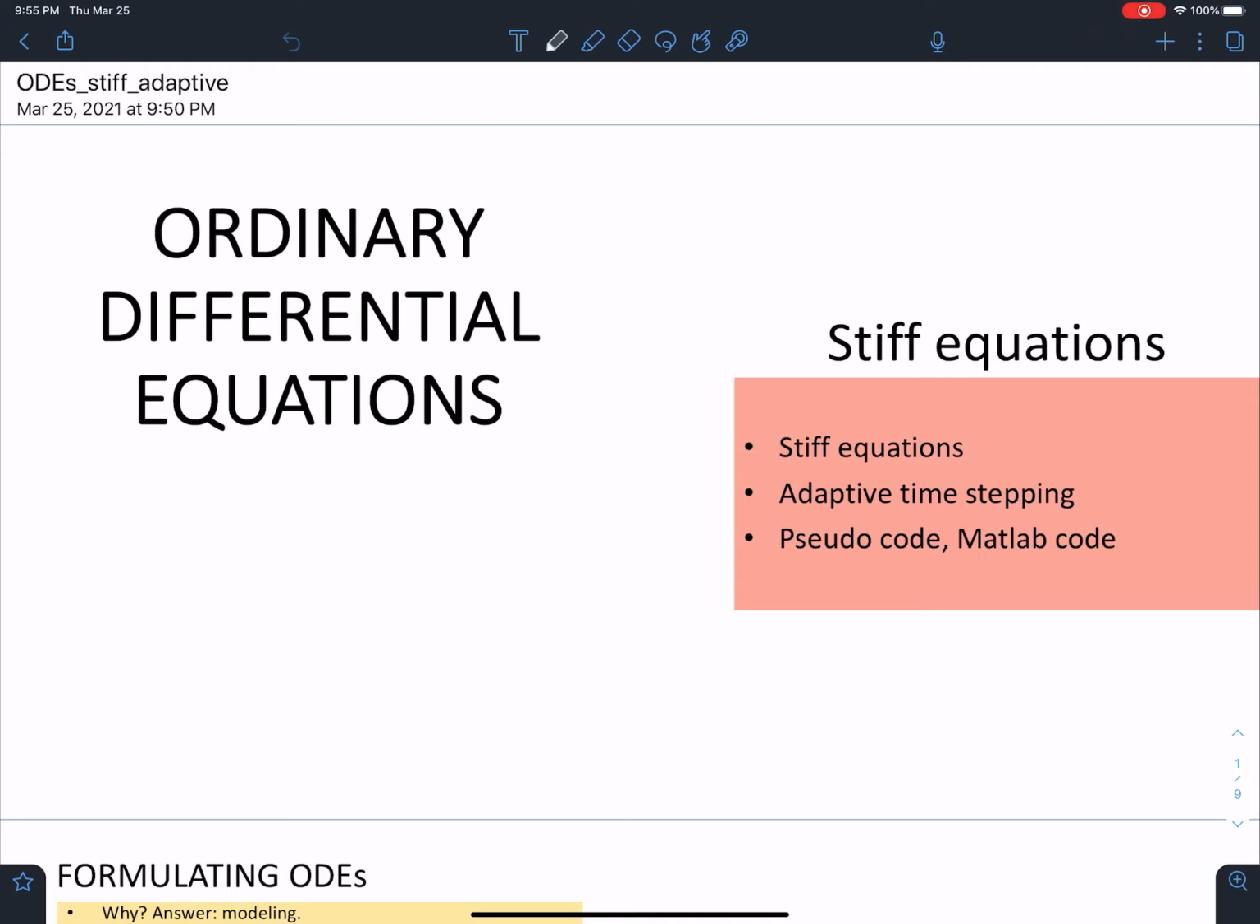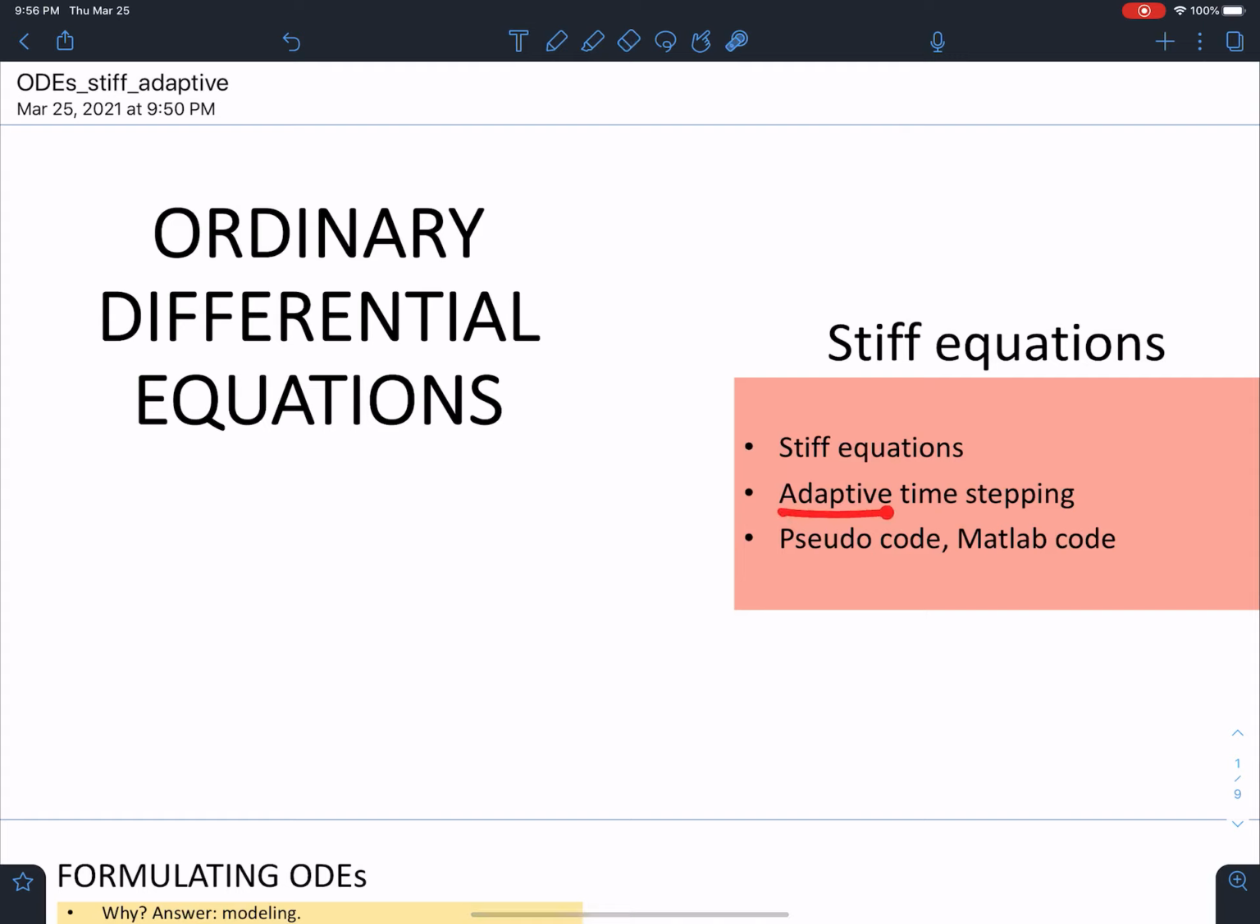Welcome back. We're continuing discussing the topic of numerical solution of ordinary differential equations. And in this video, we're going to talk about certain types of equations that arise that may make the methods we've been discussing harder to apply to get a good solution. Specifically, we'll talk about so-called stiff equations, these more difficult equations, and the solution to address these difficult equations.